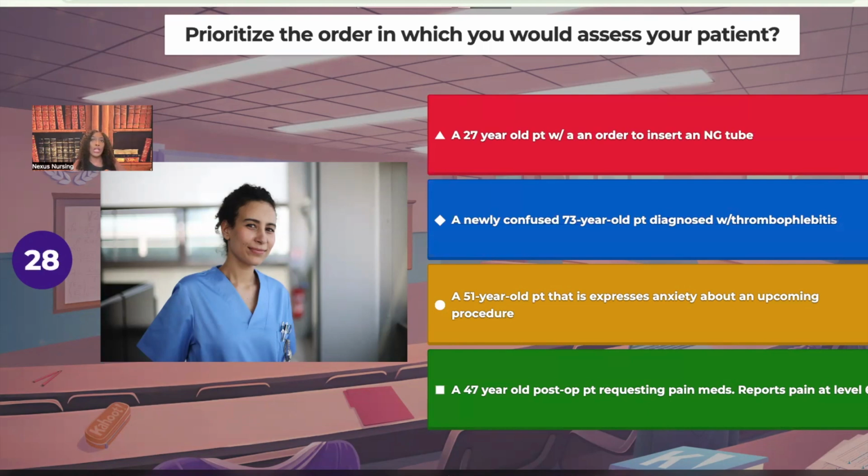So take your mouse and drag. You're just going to drag and drop, put it in order. Who you're going to see first, second, third, fourth. The patient that needs an NG tube, the patient with thrombophlebitis, the patient with anxiety, the patient requesting pain meds. Go ahead and put it in order. It's more than one answer. You've got to put them in order. You've got to let me know which order all of them are going to be seen.